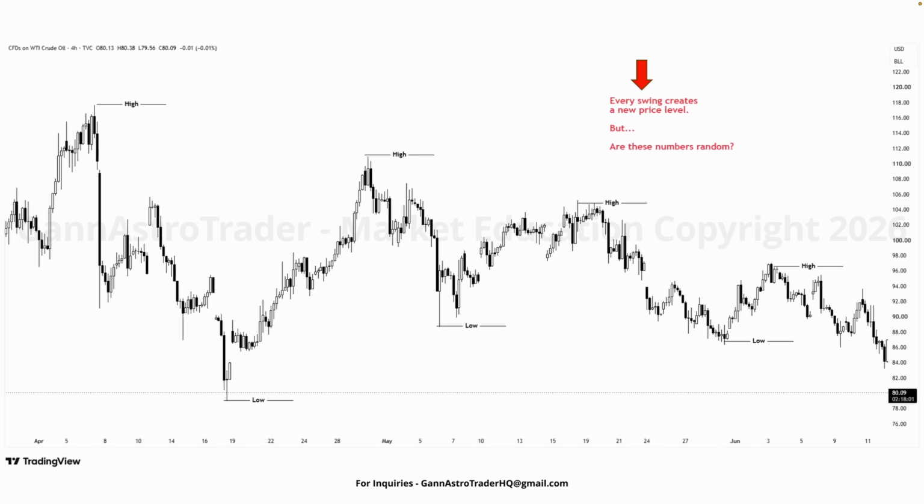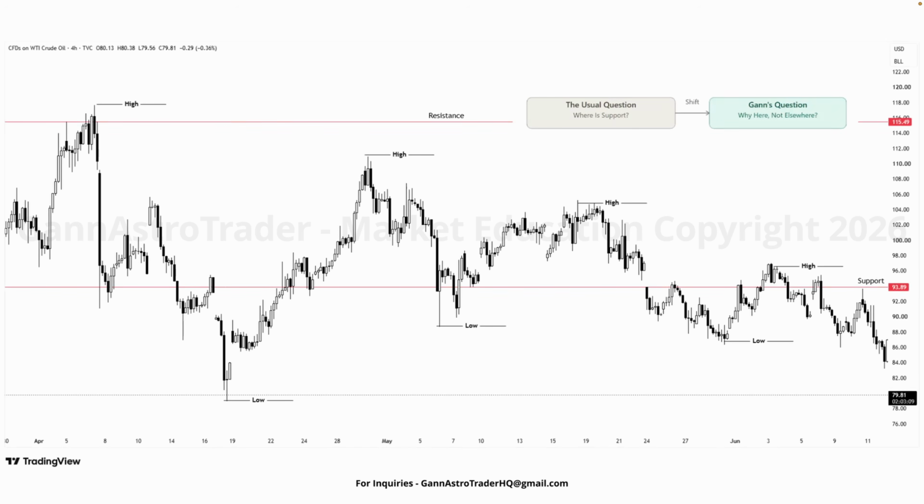When price reaches a new level, the usual response is to draw a trend line, add an indicator, or search for a chart pattern. The analysis always begins after price has already moved. Gann wasn't interested in reacting to price. His objective was to understand whether mathematics could reveal important price levels before the market reached them.